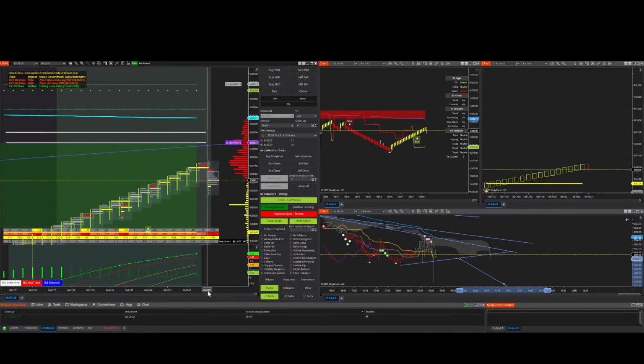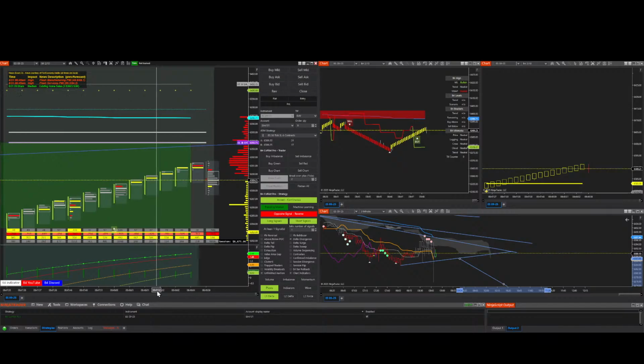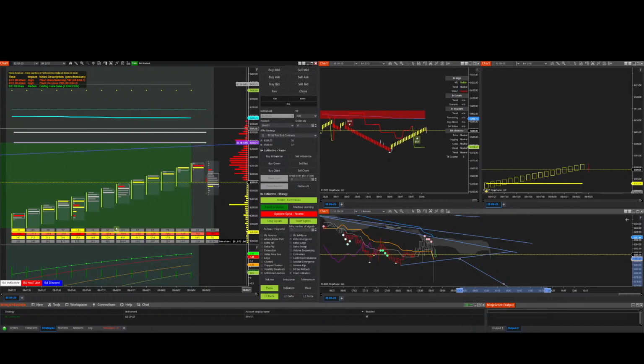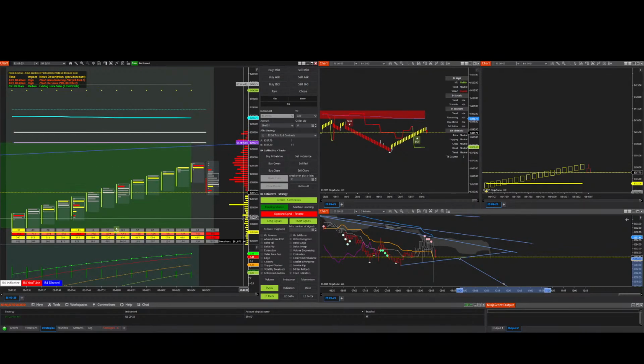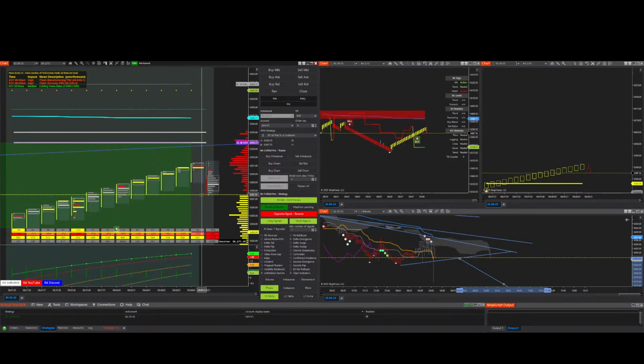Zoom in there so we can see our footprint. We can see the internal, what's happening at each level. We have our L2 profile right here. That's our level 2, showing us resting orders, major orders, so we can see what immediate possible support and resistance is as price plays out.